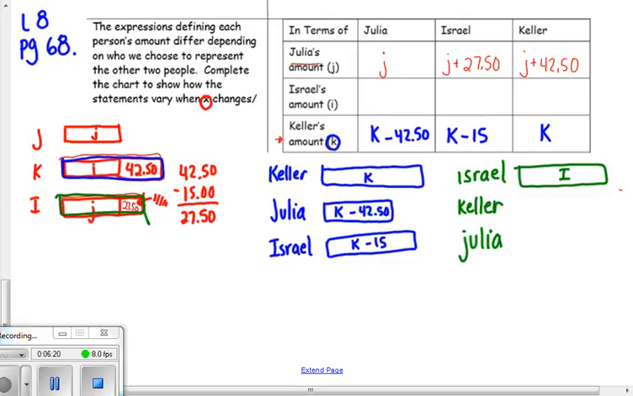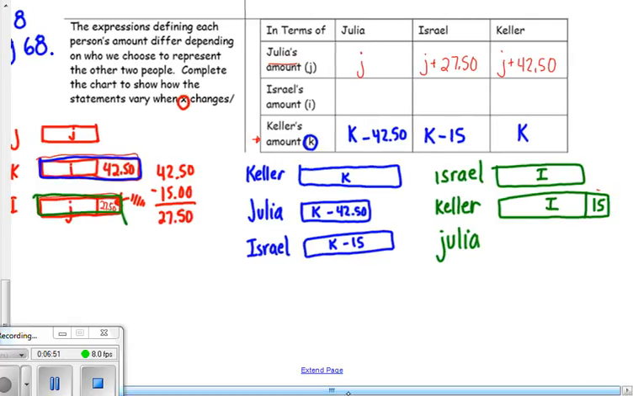Remember that Israel earned 15 less than Keller. Well, that means that Keller earned 15 more than Israel. So we'll use Israel plus 15 more. Israel plus 15 more will equal Keller.